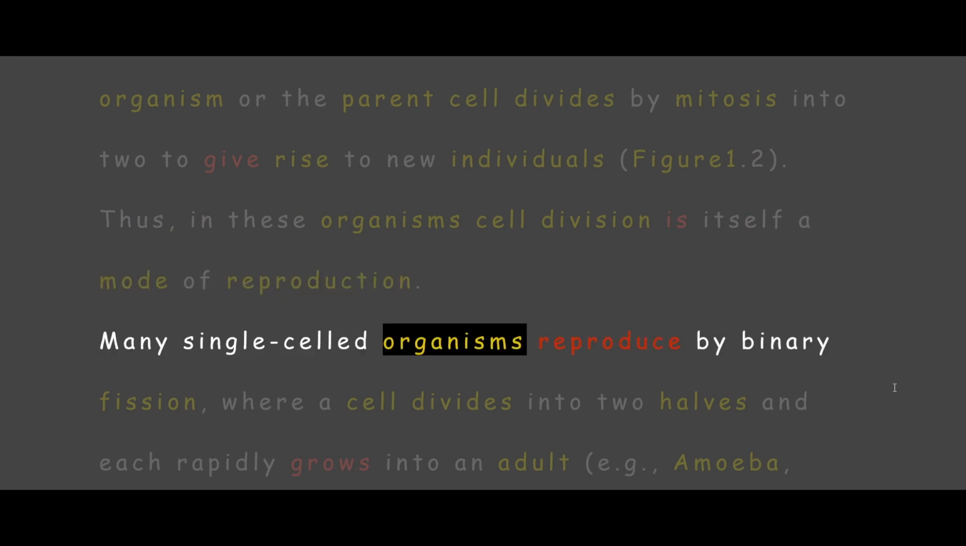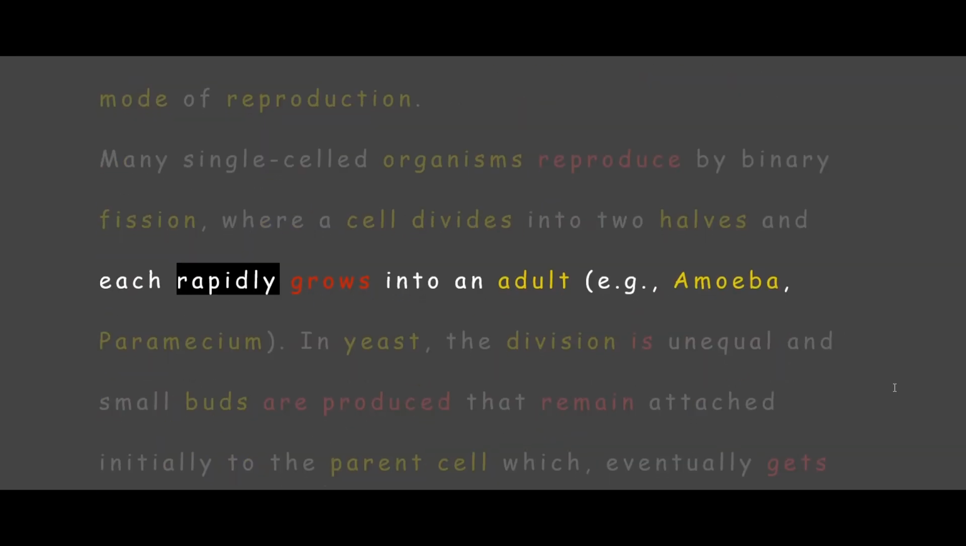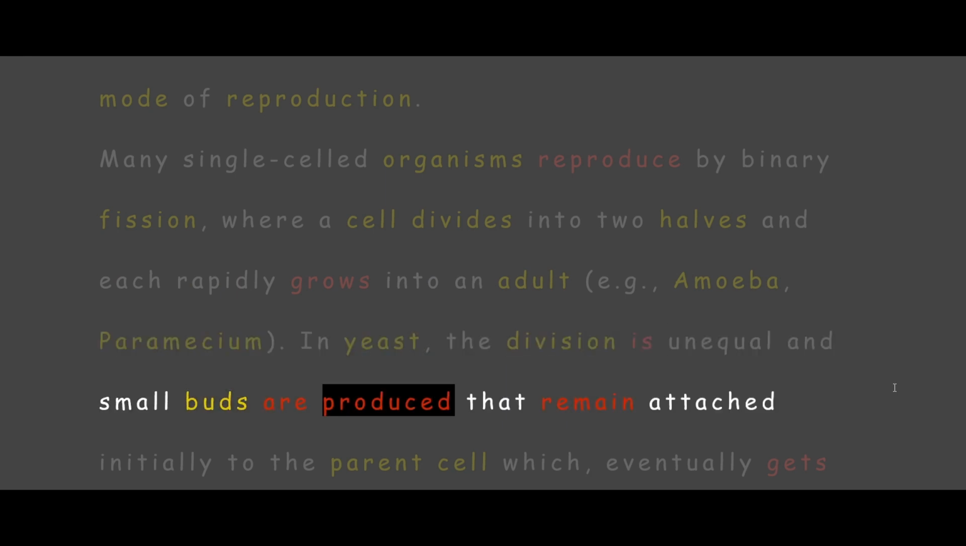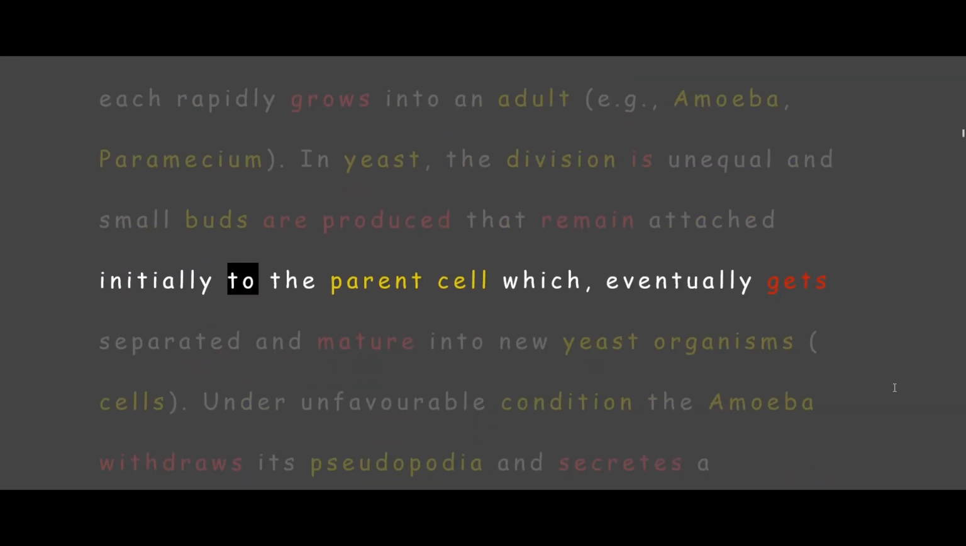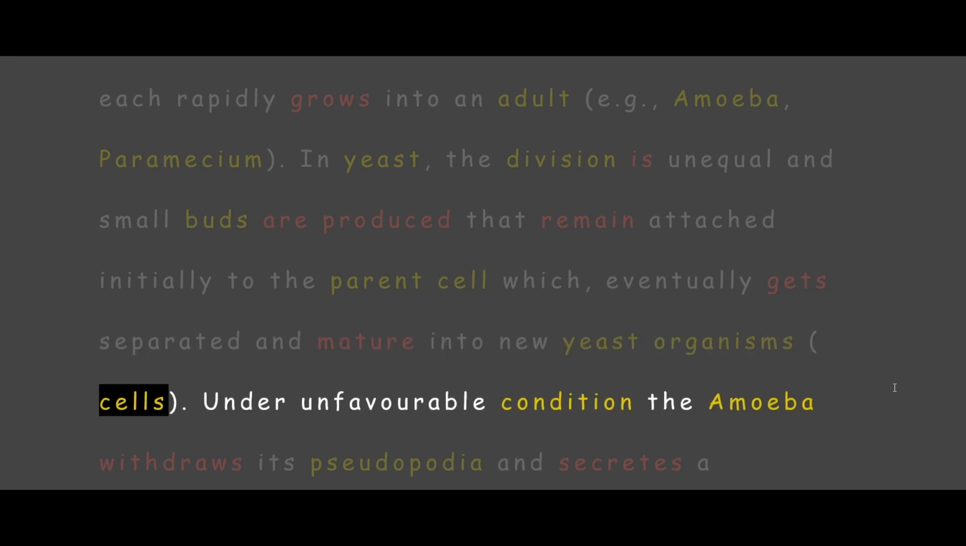Many single-celled organisms reproduce by binary fission, where a cell divides into two halves and each rapidly grows into an adult. Example, amoeba, paramecium. In yeast, the division is unequal and small buds are produced that remain attached initially to the parent cell, which eventually get separated and mature into new yeast cells.